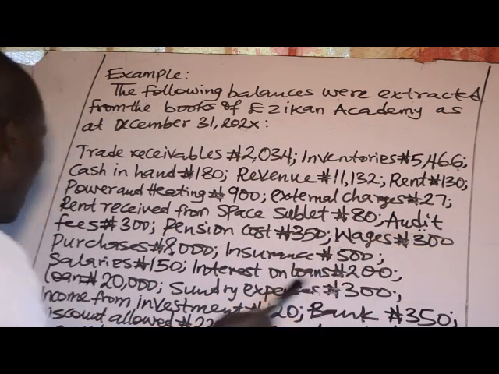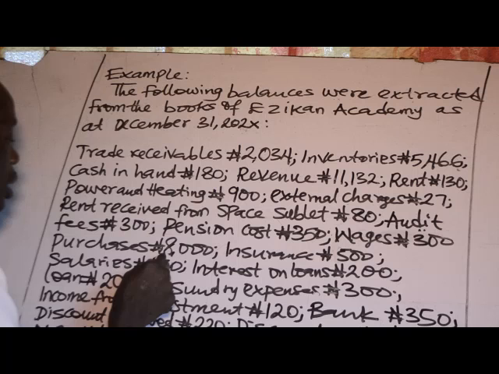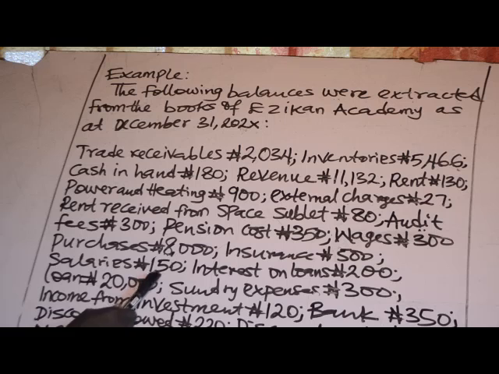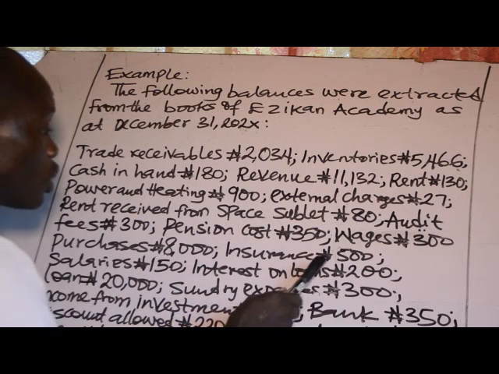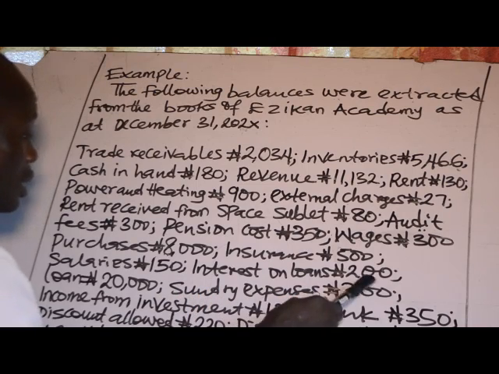Wages 300 naira. Purchases 8,000 naira. Insurance 500 naira. Salaries 150 naira. Interest on loans 200 naira. Loan 20,000 naira. Sundry expenses 300 naira.